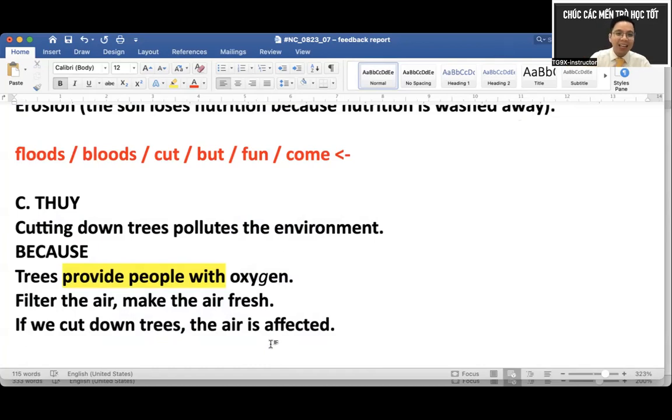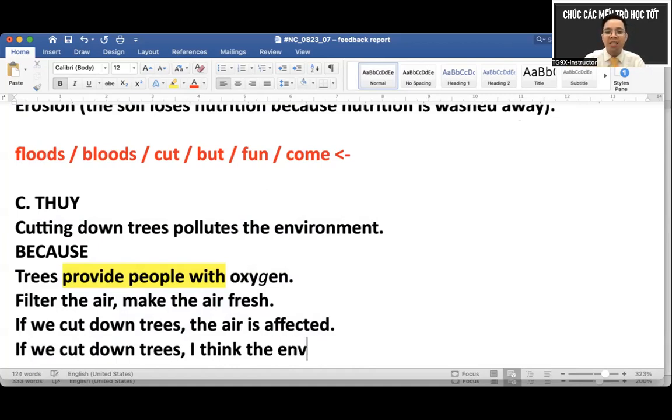If we cutting down trees, I think the environment for animals will be affected. That's right. Badly. That's very good. And that is called the... what will be destroyed? The house for animals will be destroyed. The habitats. Okay. Habitats. Thank you.